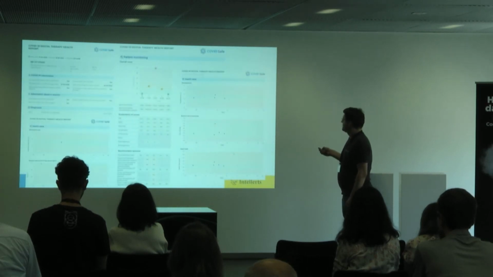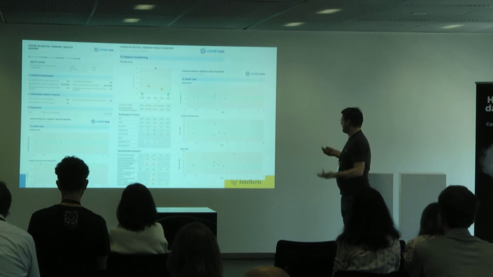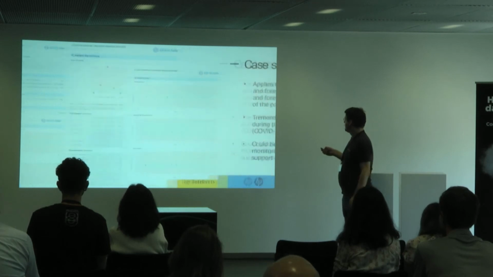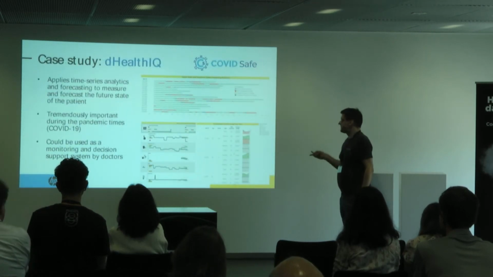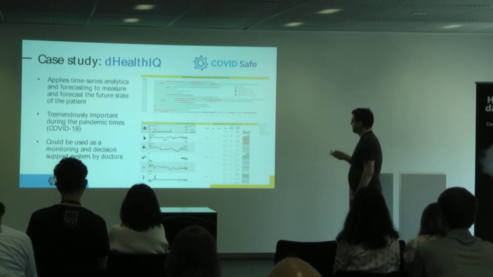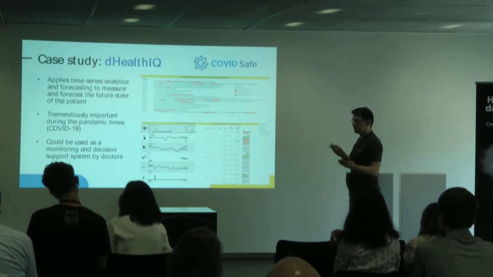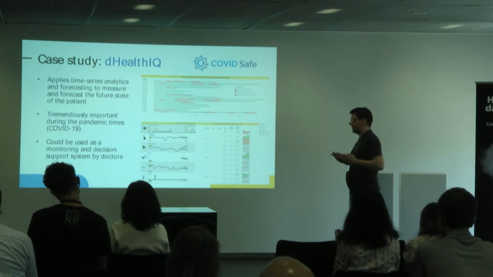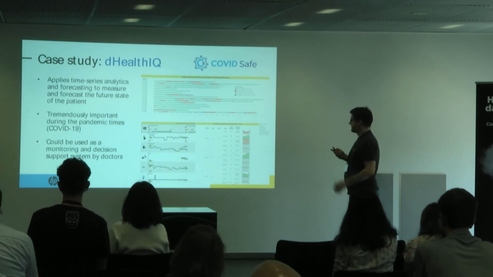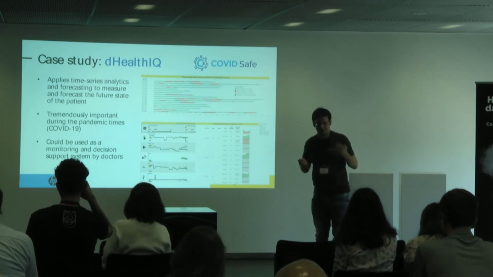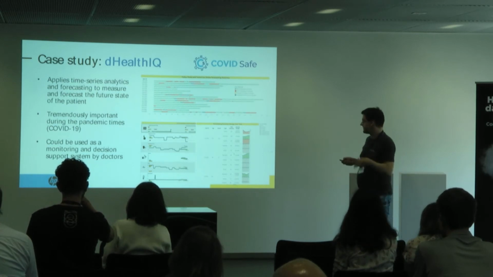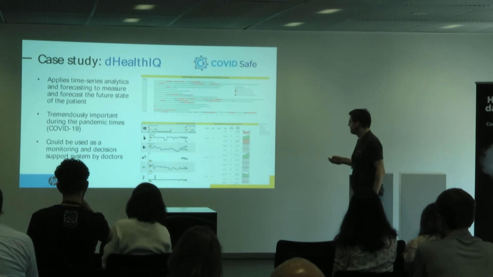So I guess this is more of a context to understand how the system can be enabled here. As I mentioned before, the system applies time series analytics and forecasting to measure and forecast the future state of a patient. We're basically trying to identify whether a particular type of signal, let's say blood pressure, will decrease, increase highly, or stay stable. Again, this could be used as a monitoring and decision support system by the doctors.